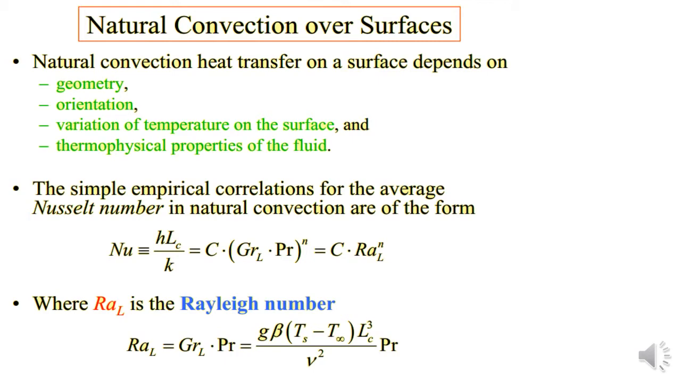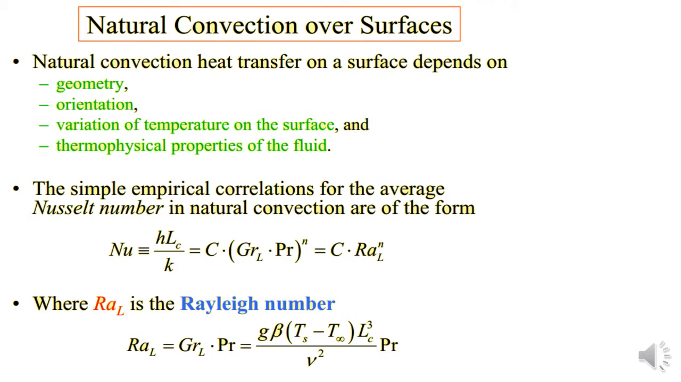The simple empirical correlations for the average Nusselt number in natural convection are of the form Nusselt number equal to h times Lc divided by k. h here is the convection coefficient, Lc is the characteristic length, then k is the thermal conductivity.